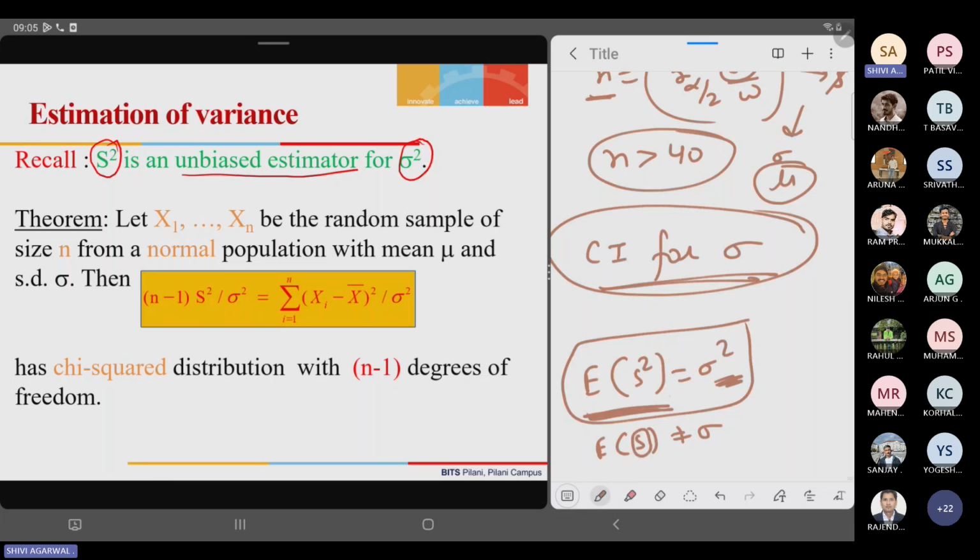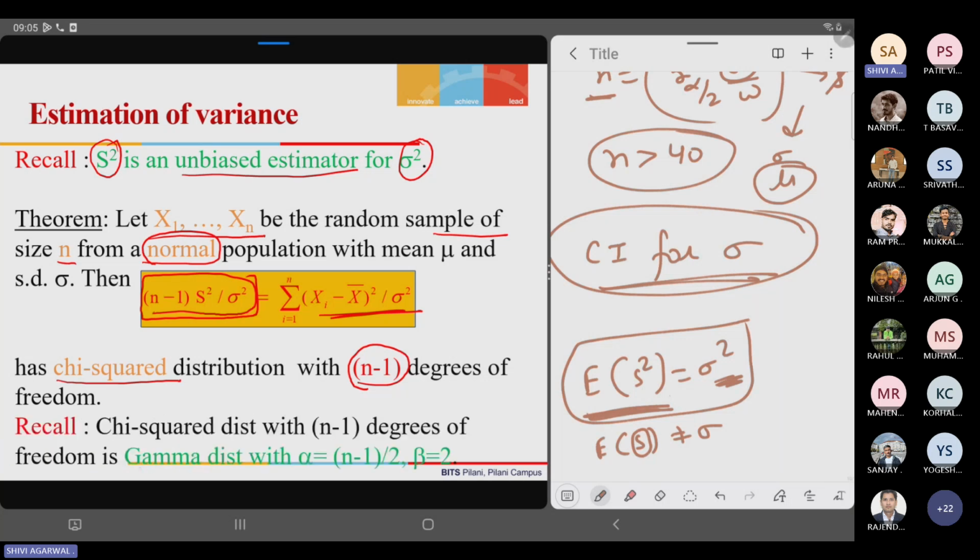Now, if we are trying to find the interval estimation, we require a distribution, and here we are using the chi-square distribution. Why? Because if x1, x2, ..., xn is a random sample of size n from a normal population, then n minus 1 times S square upon sigma square follows the chi-square distribution with n minus 1 degrees of freedom. So here the parameter is the degree of freedom, n minus 1. It is again a special case of gamma distribution with alpha equal to n minus 1 by 2 and beta equal to 2.